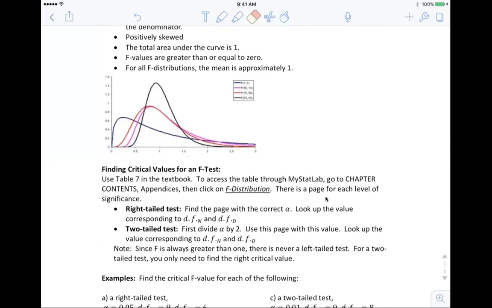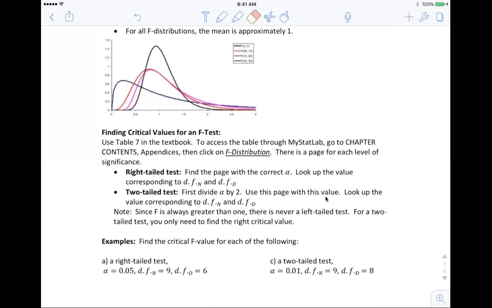Notice the shape changes depending on degrees of freedom. And this one actually has 2 degrees of freedom, where it specifies DFN and DFD. And then we're only worried about right-tailed tests or maybe two-tailed tests. So let's practice with finding those.